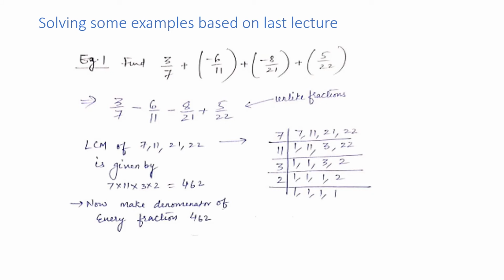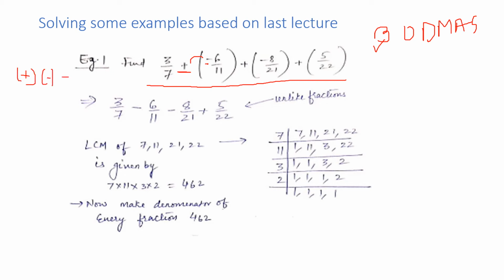Now solving some examples in NCERT based on the last lecture. We have this, find 3 upon 7 plus this thing. Very simple. First of all, we will use BODMAS to solve this question. As per BODMAS, first we open the brackets. Okay, so let's open, and when you open, what will you find? That plus and minus are getting multiplied. We all know when we multiply plus and minus, what will we get? We get a minus sign. So 3 upon 7 minus 6 upon 11. Again plus into minus is minus 8 upon 21. Plus into plus is plus only 5 upon 22.